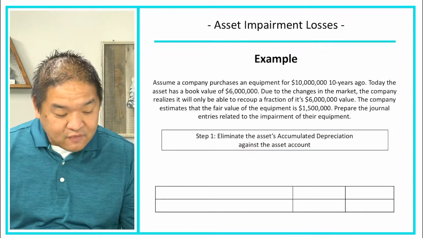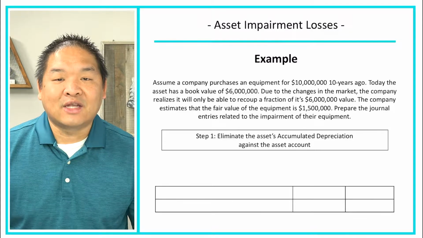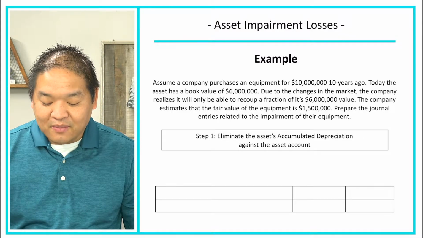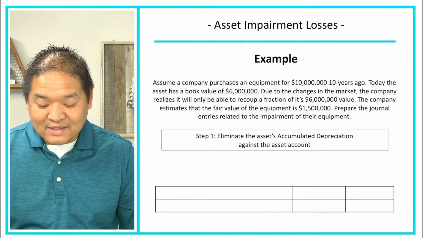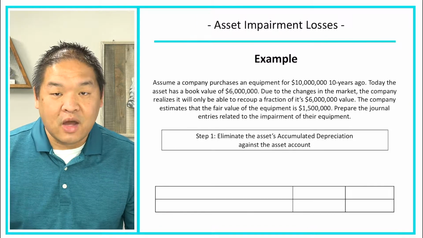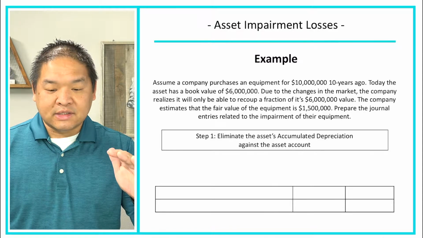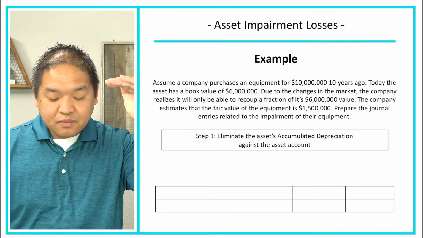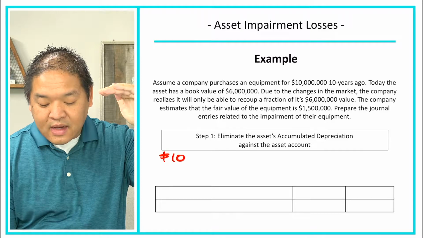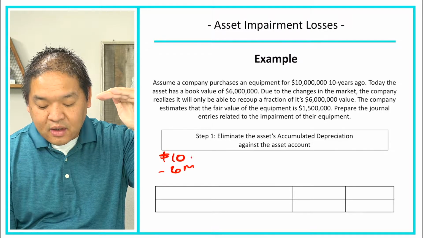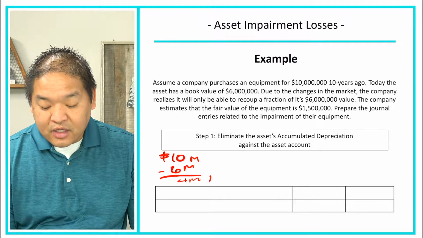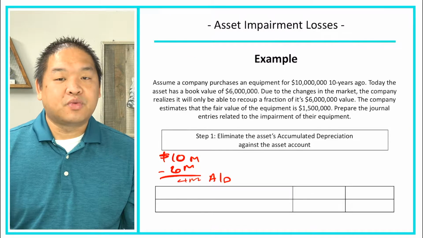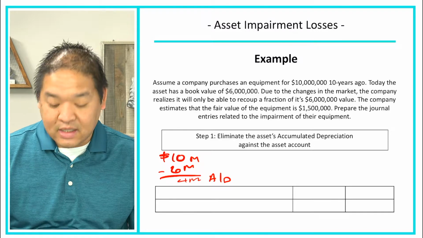So the best way of watching this or doing this is to actually do a problem. Assume a company purchases an equipment for $10 million 10 years ago. Today, the asset has a book value of $6 million. So what we're saying is that it was worth $10 million here, and then it's now worth $6 million here. So that is a $4 million accumulated depreciation. So we depreciated $4 million over the last 10 years.